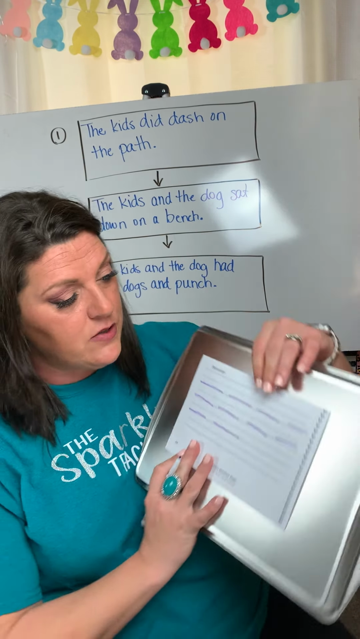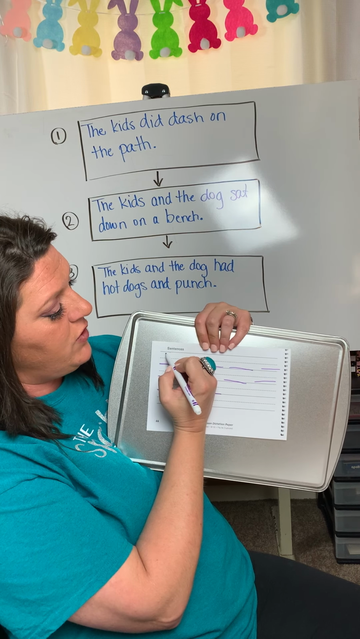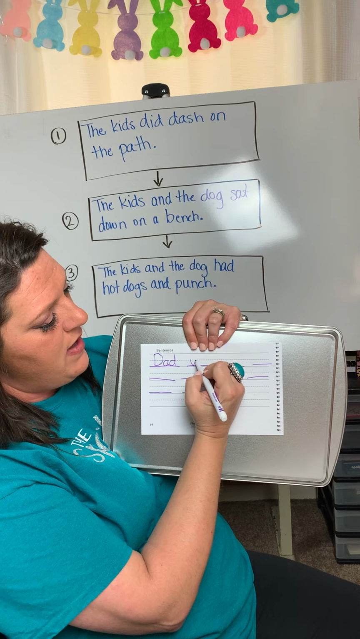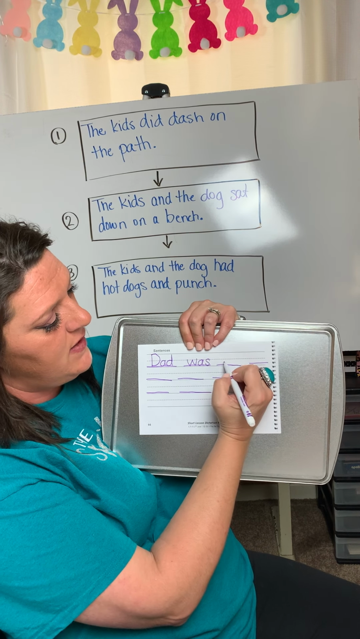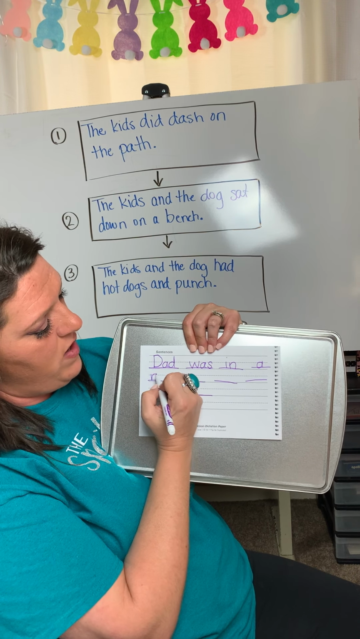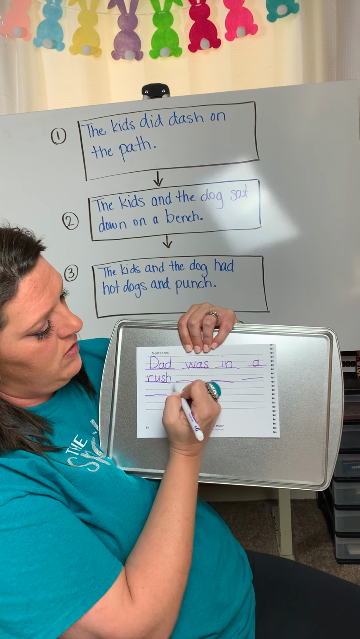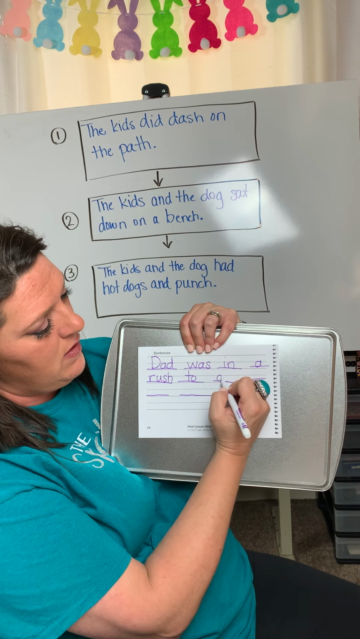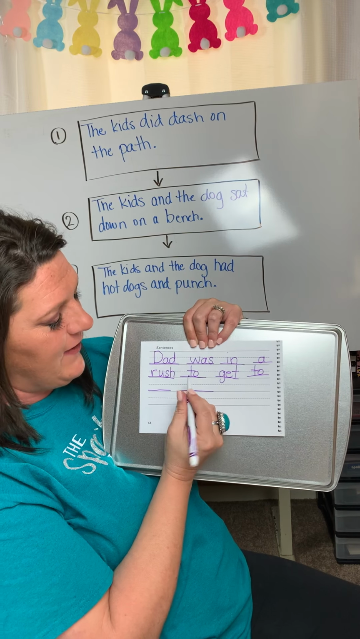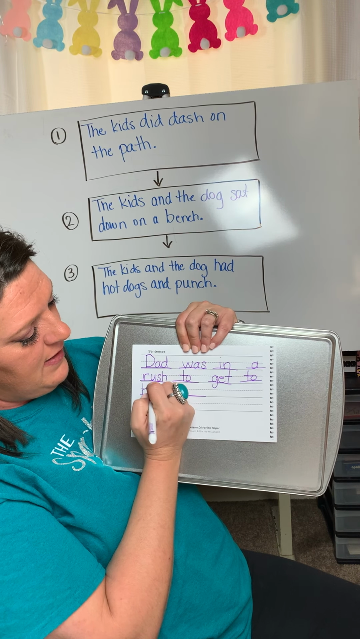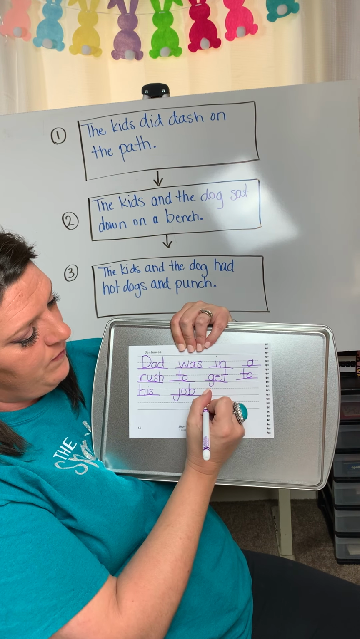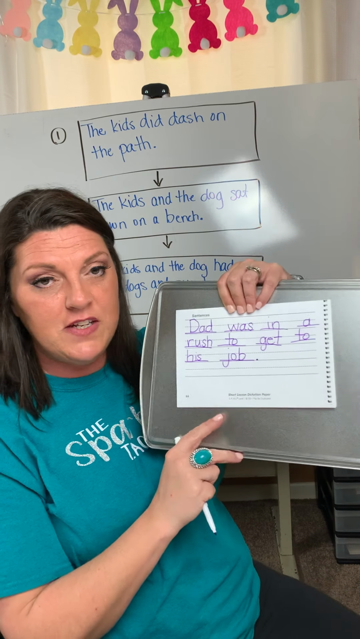All right, let's do corrections. First word is capitalized, right? Dad was, sight word guys, was in a rush to get to, my lines are pretty bad today, aren't they? Sorry. To his job. And what do we need at the end? We need some kind of punctuation, but let's do a period today, okay?